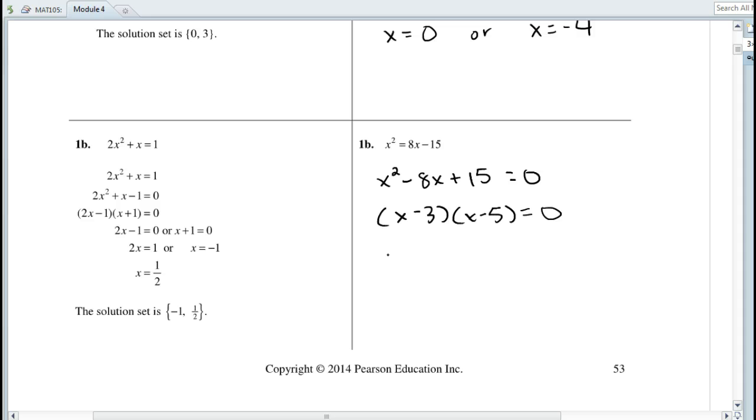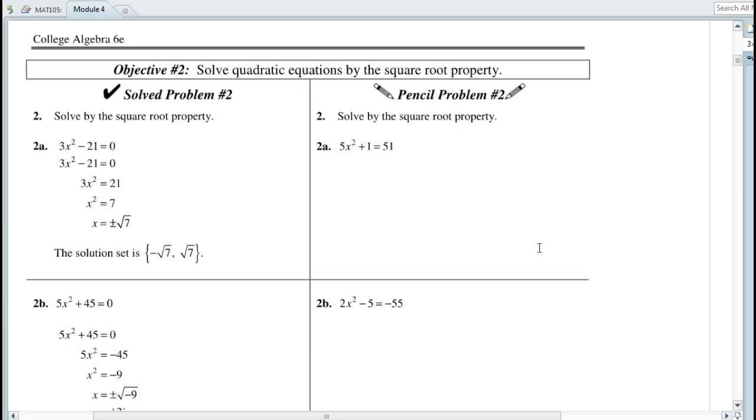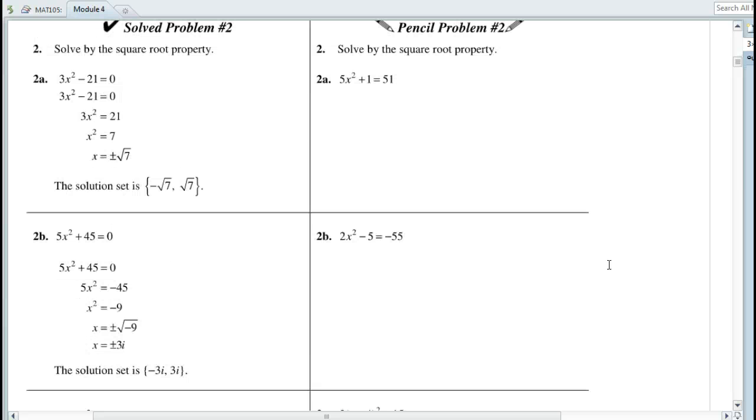We do the square root principle again. We get x equals 3 or x equals 5. Alright, pretty straightforward on those. Nothing exciting. Square root principle. This will be pretty straightforward as well.